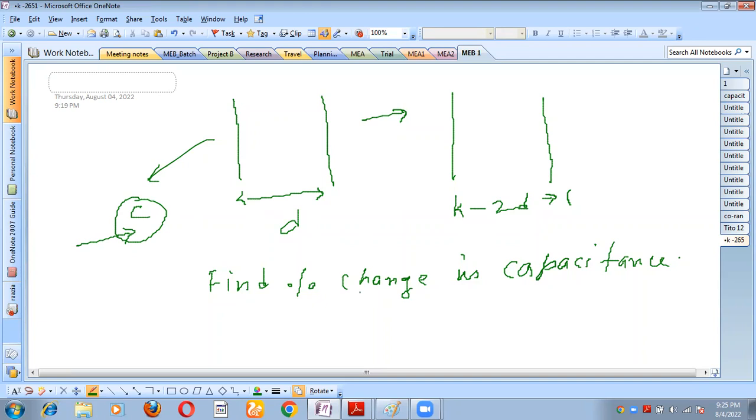Anything? Are both of you trying this one? Any answer? Any clue how to solve this one?